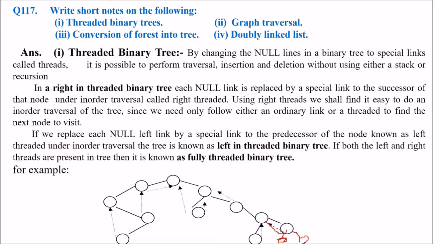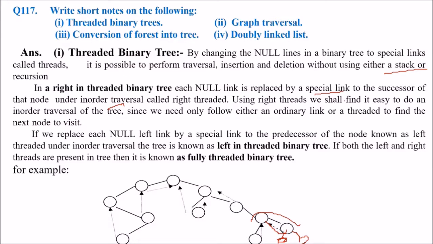Why are we doing this, having the null value replaced by the previous address? It will help us to traverse, insert and delete without using either stack or recursion. This is very important. In a threaded binary tree, each null link is replaced by a special link to the successor, the next one, of that node under in order traversal. The successor in the in order traversal is called the right thread.